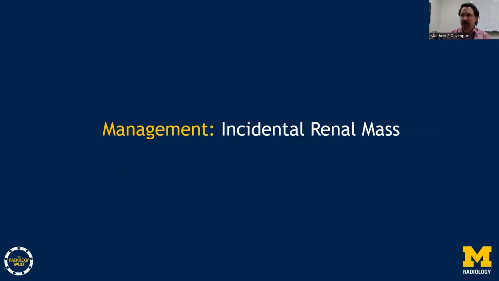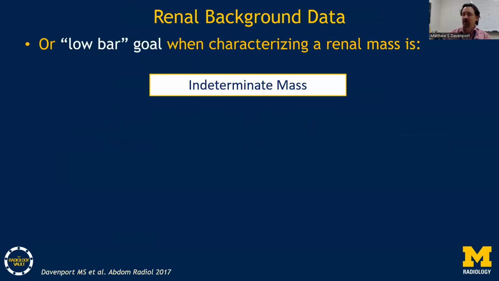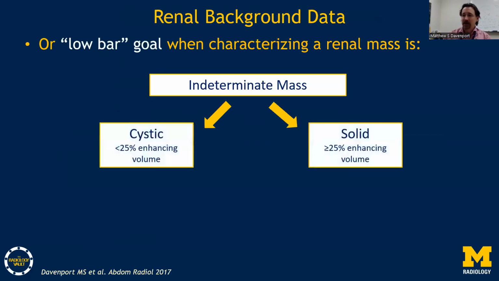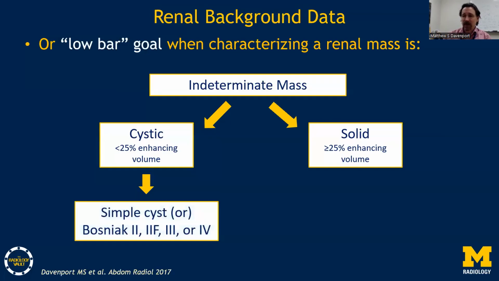So let's say we find an incidental renal mass, what do we do with it? Our low bar goal when characterizing a renal mass will be, one, to exclude inflammatory, infectious, or vascular causes. And once we've done that, we put it into a category. Is it cystic or solid? And the definition of solid is that at least 25% of its volume is enhancing, and cystic is less than 25%. If it's cystic, we want to assign a Bosniak class or say it's a simple cyst.